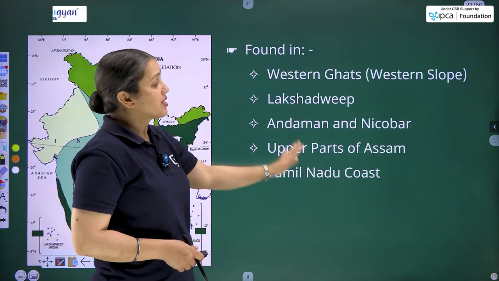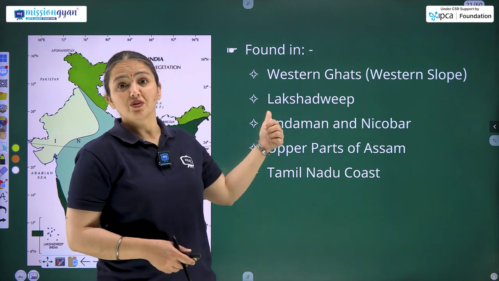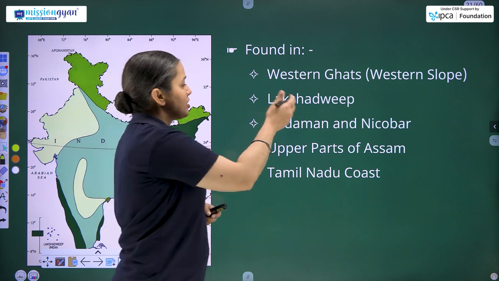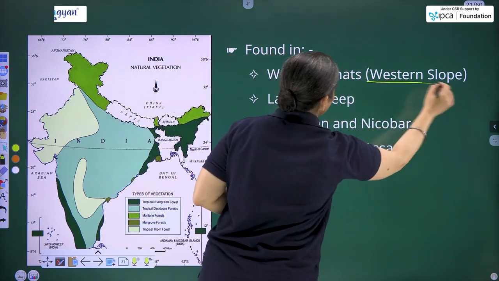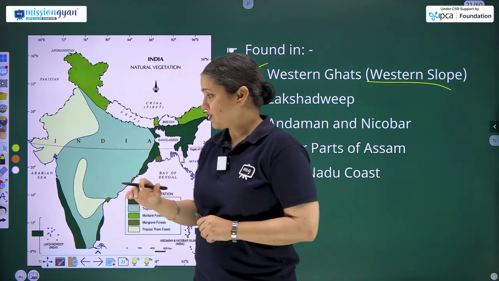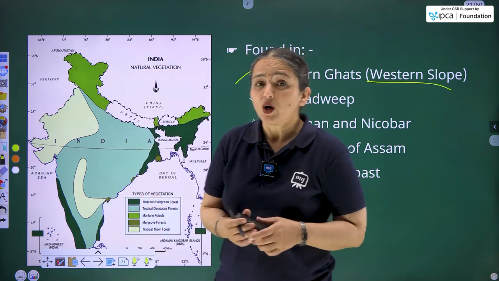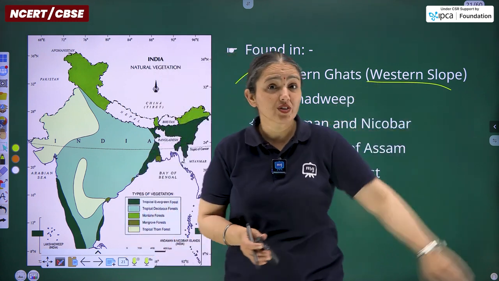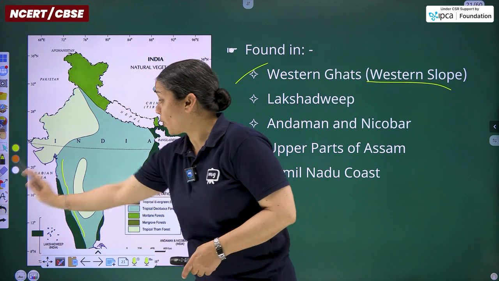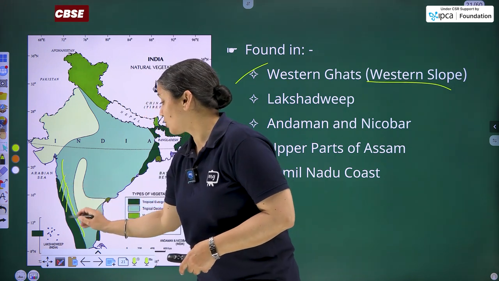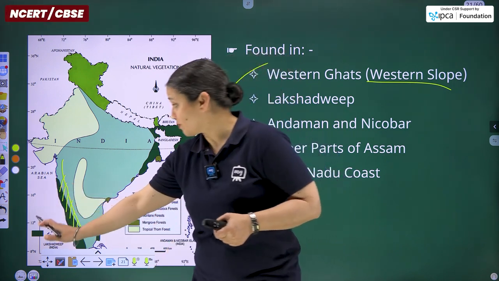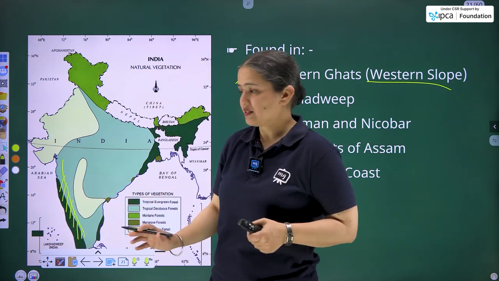Along with this, these are found in these prominent regions. We are going to discuss the regions as well, where exactly this particular kind of forest is found. So these are found on the western slope of the Western Ghats. Let me take the help of this map for better understanding. Over here, we are talking about the Western Ghats and the western slopes. These are the Western Ghats located over here, and we are talking about the western part, these slopes, because it rains heavily over here, because the southwest monsoon winds enter from the western part of the Western Ghats itself.